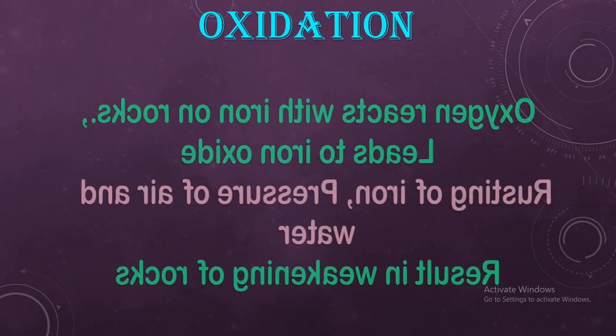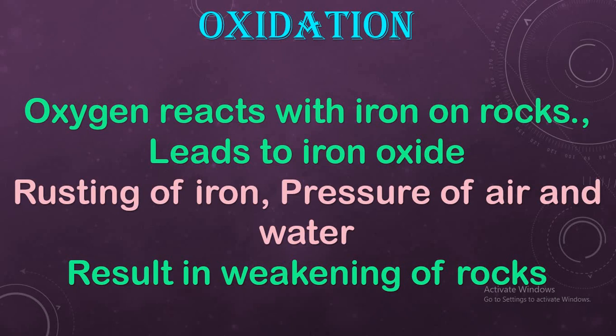Oxidation. Oxygen in the atmosphere reacts with the iron found in the rocks. You know that oxygen surrounds us, isn't it? Which leads to iron oxide. So, iron in the rock and the oxygen in the atmosphere react to form iron oxide. This leads to the process of rusting of iron, with the pressure of air and water, thus resulting in the weakening of rocks. Through the weakening of rocks, oxidation takes place through oxygen with iron. Thus, the rocks break down.